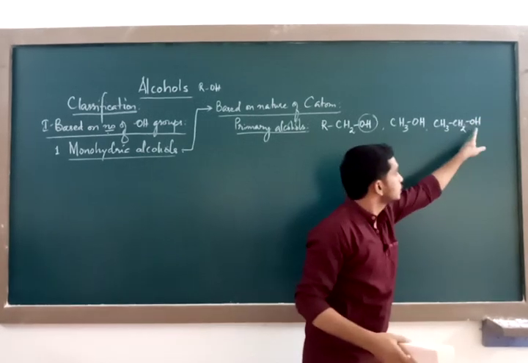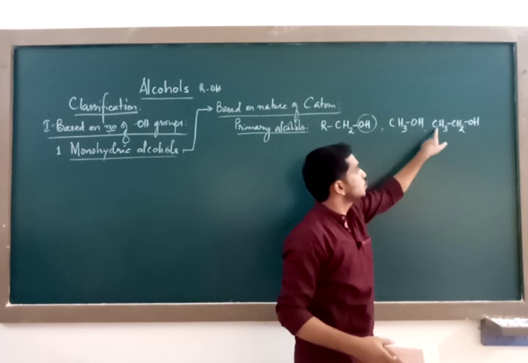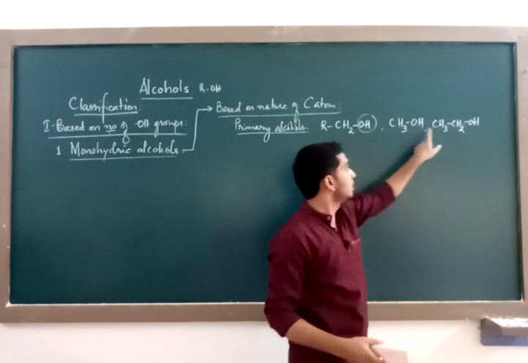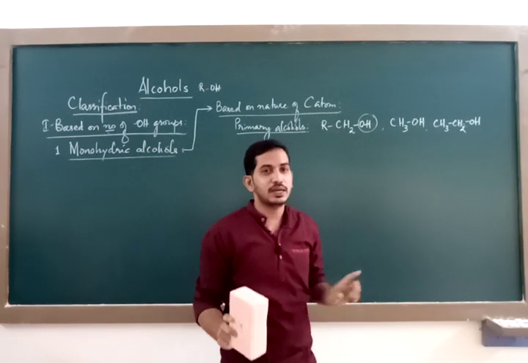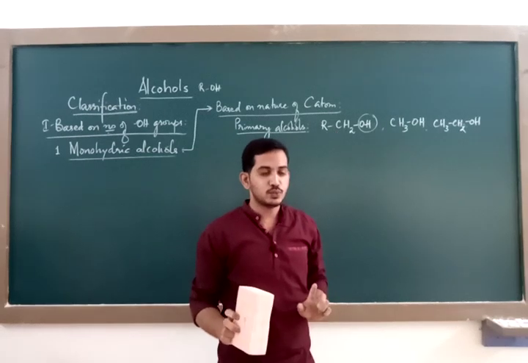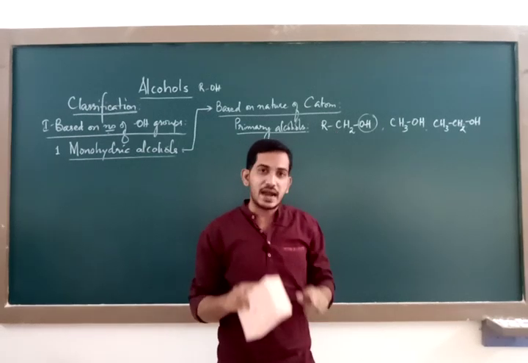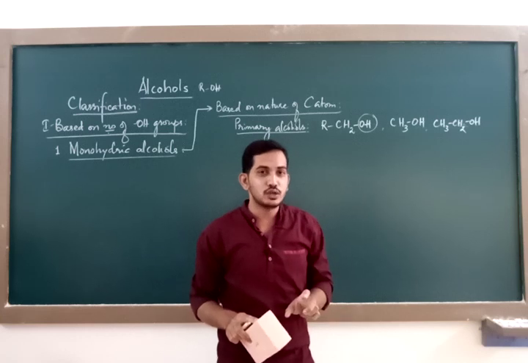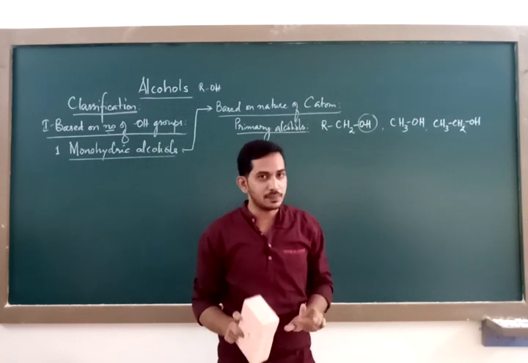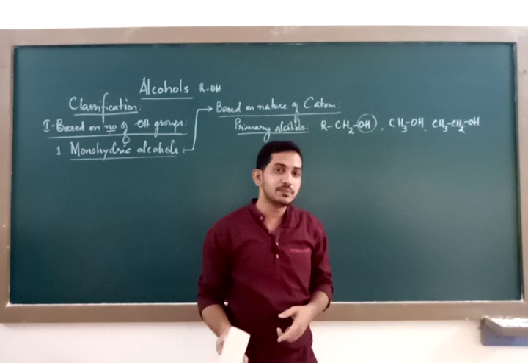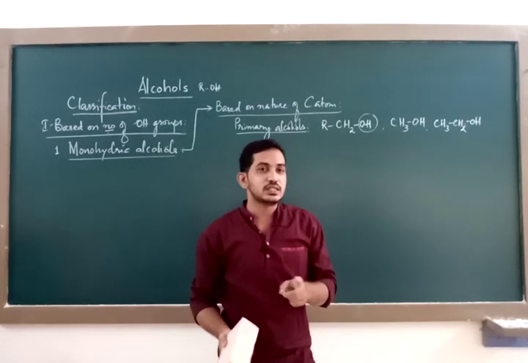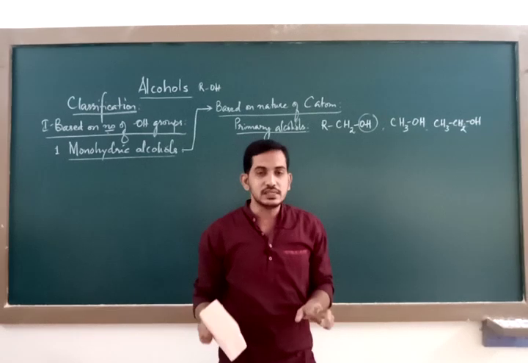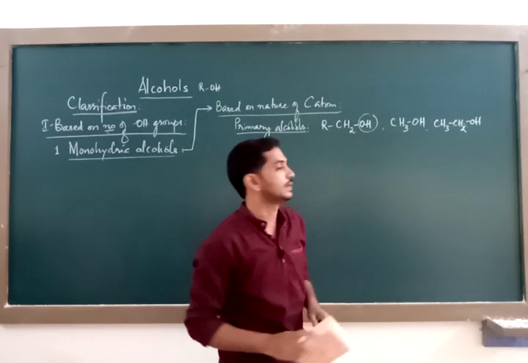In this, the hydroxyl group is attached to a carbon which is attached to one carbon. Yes, it is a primary alcohol. This is the general representation of a primary alcohol. Understood what a primary alcohol is? It is that alcohol in which the hydroxyl group is attached to a primary carbon. That's all. What is a primary carbon? A primary carbon is the one which is attached to no other carbon or else attached to only one carbon.